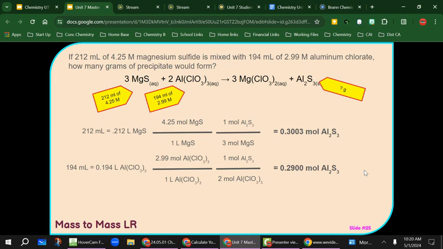0.2900. Which of those two amounts can you make? This one. So what's your limiting reactant? No, what's your limiting reactant? Aluminum chlorate is your limiting reactant. Identify it. Finish the problem.